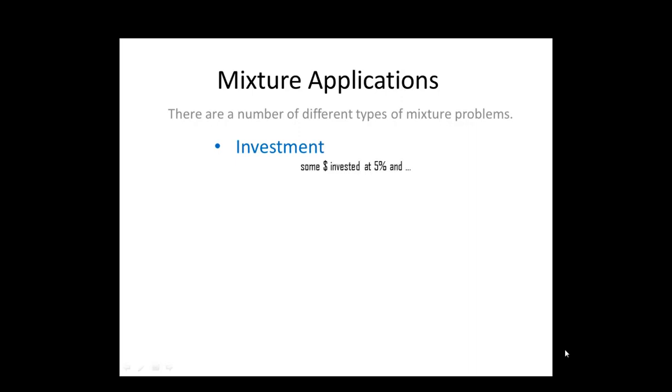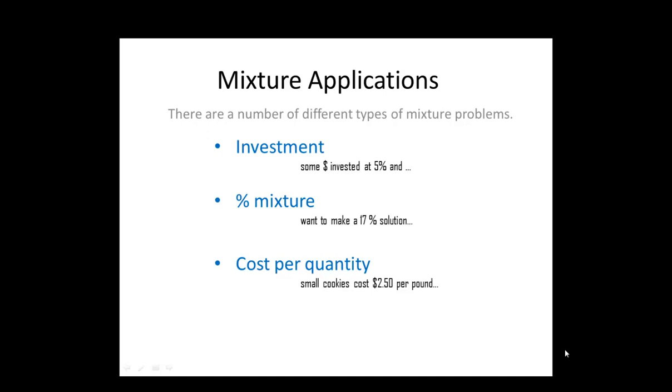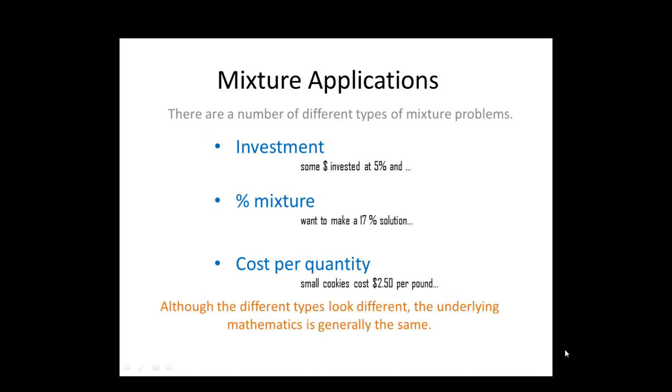This video is about mixture applications. There's quite a few different types. For example, we have investment. We're investing a certain amount of money at an interest rate. We have a percent mixture. We might be trying to create a solution with a certain strength. Cost per quantity. This is where you might have some cookies costing a certain amount per pound. Even though we have many different types, the underlying mathematics is generally the same.